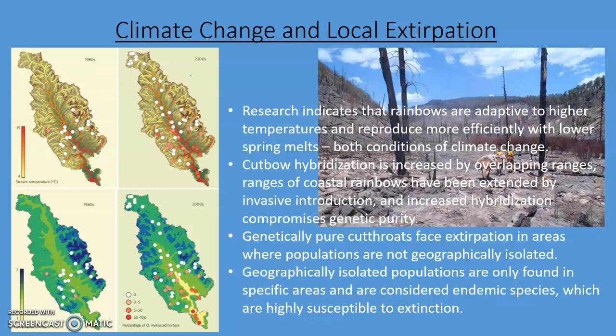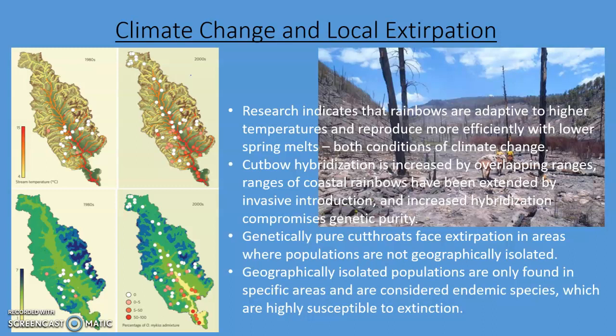However, recent research has revealed a new enemy. Global warming, caused by climate change, has become a significant factor that is threatening the survival of genetically pure species. As you can see from the diagram, stream temperatures are rising and snowmelt is decreasing. In this situation, rainbow reproduction is more efficient than the native cutthroats, causing cutthroat fitness levels to decrease.